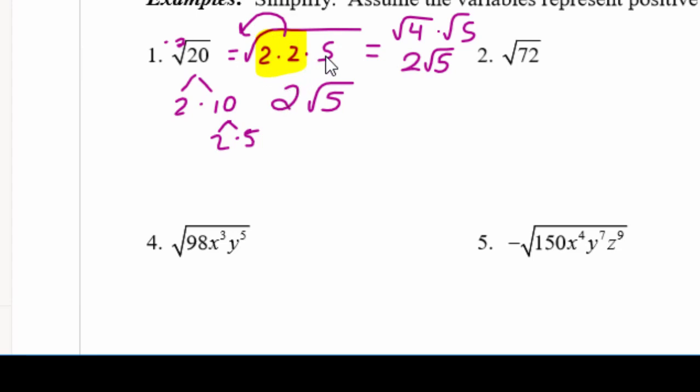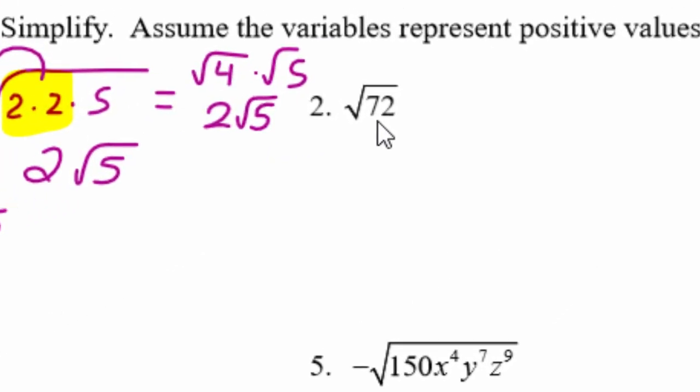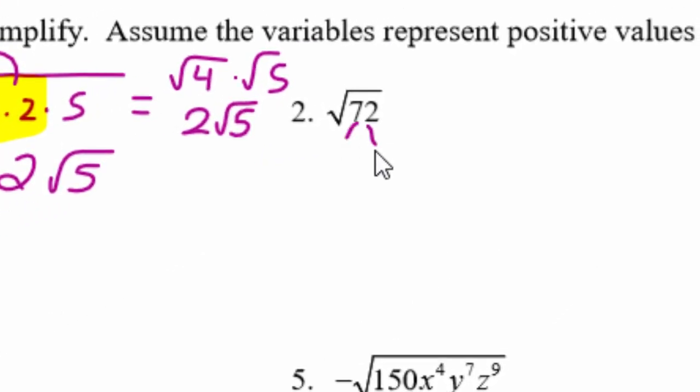And this extra little 5 stays inside the radical. Okay, so hopefully one of those 2 versions works with the way you think. Okay, square root of 72. So again, we're going to do a little factor tree.